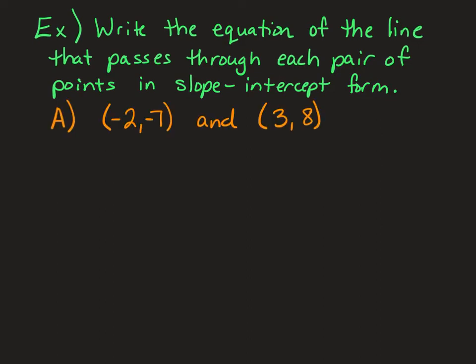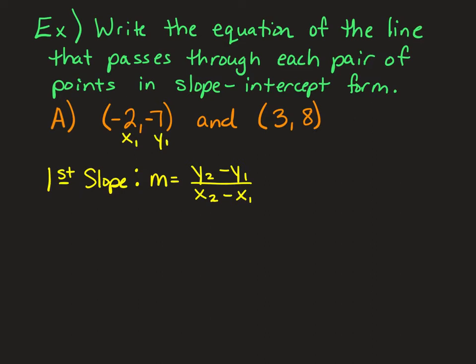For A part, we have -2, -7, and 3, 8. We're going to start by finding slope. So to find slope, we'll use the slope formula. Remember to label your ordered pairs. That first ordered pair is x, then y, and we'll label it x1, y1 for it being the first ordered pair. And our second ordered pair is x2, y2 because it's x then y. And the subscripts just name the ordered pair as our second ordered pair. And then we just plug them in. Be careful plugging in your formula.